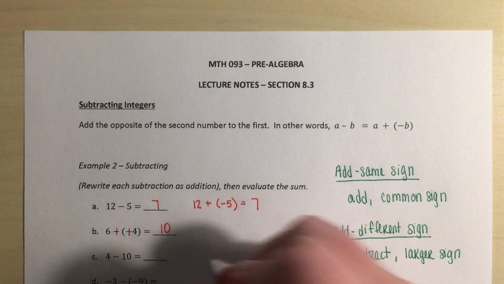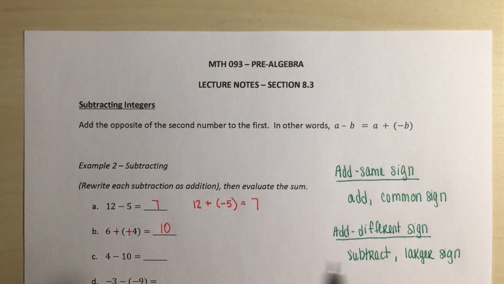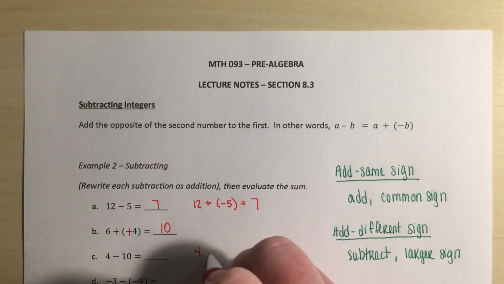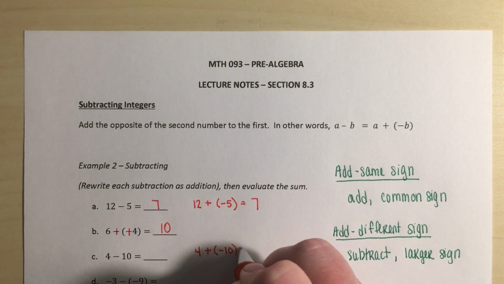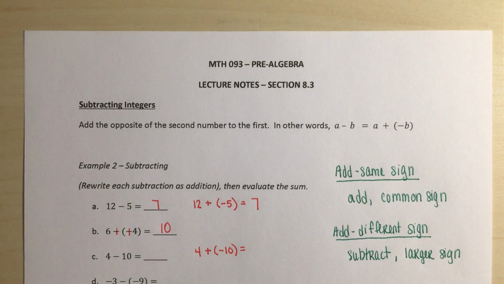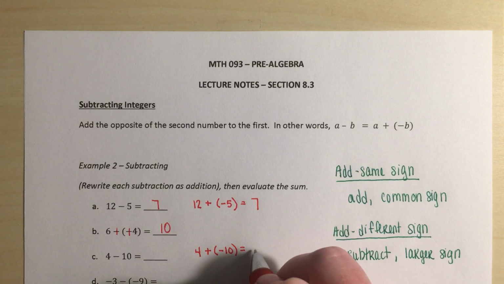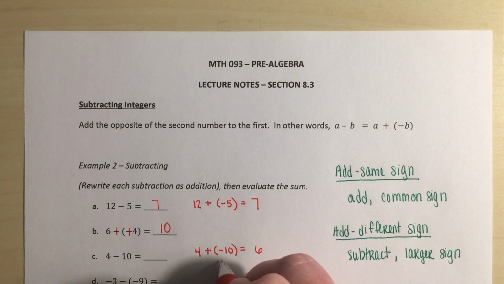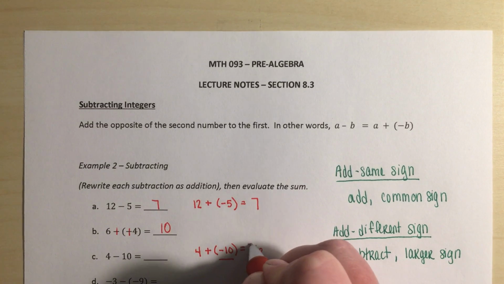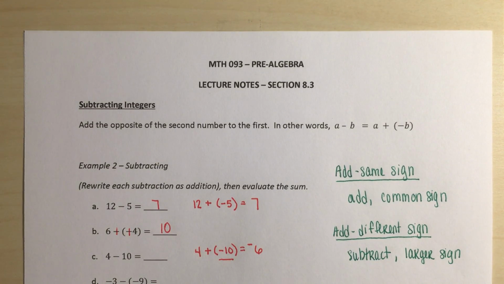Right? For C, here we have a minus sign in the middle, so we're going to rewrite this one as we did in the first example. 4 plus negative 10. Right? So we put our plus in between, the negative goes with the 10. We subtract. 10 minus 4 gives us 6. Our larger number here is negative. So our answer is going to be negative 6.